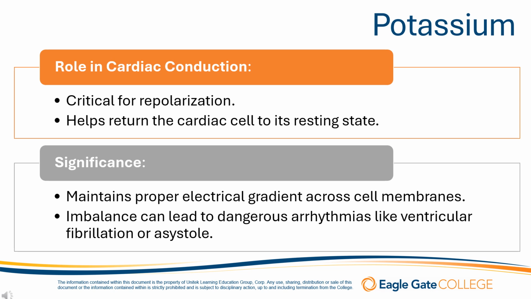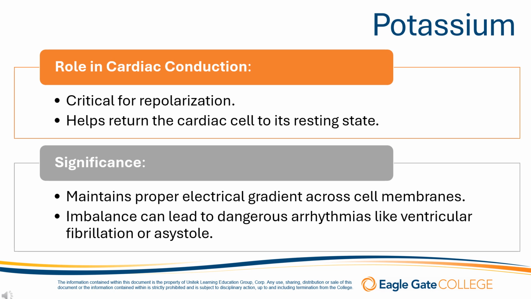Potassium is crucial for the process of repolarization in cardiac cells. Repolarization is the phase where the cardiac cells return to their resting state after depolarization, which is necessary for the next cycle of heartbeats to occur. During the influx of sodium ions, which cause depolarization, potassium ions flow out of the cardiac cells. The return of potassium helps to restore the negative charge inside the cell, returning it to its resting state.